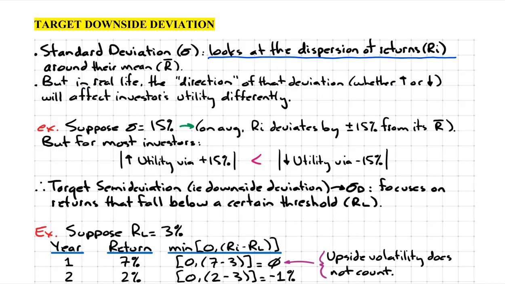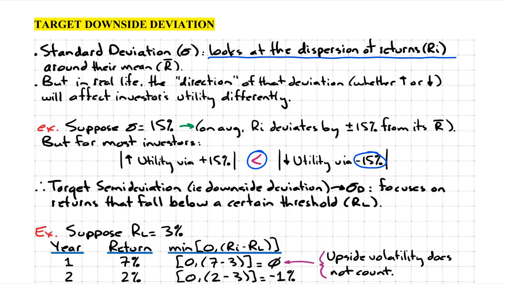For example, suppose that the standard deviation is 15%. So this would mean that on average, individual returns deviated by plus or minus 15% from the mean return. However, for most investors, the increase in utility from a 15% gain is less than the emotional reaction to a 15% loss. And that's what utility is. Utility, think of it as satisfaction or the emotional reaction you get from an event.